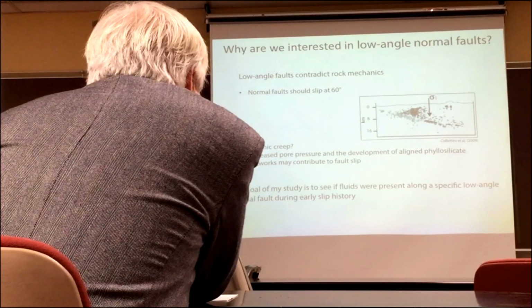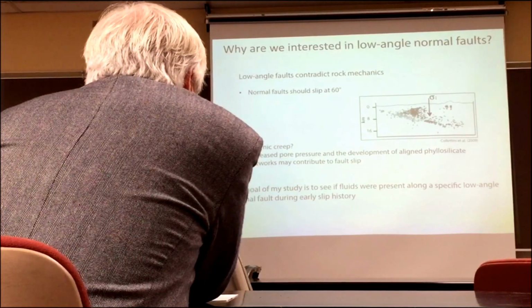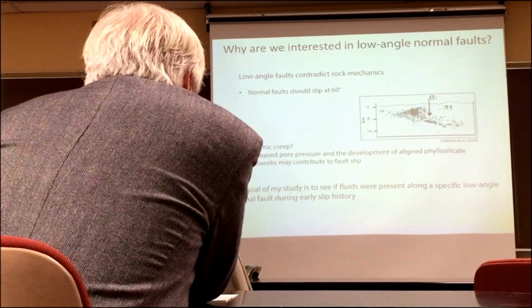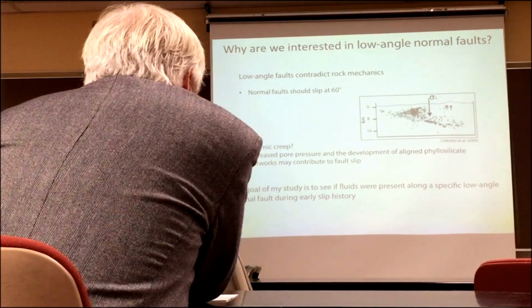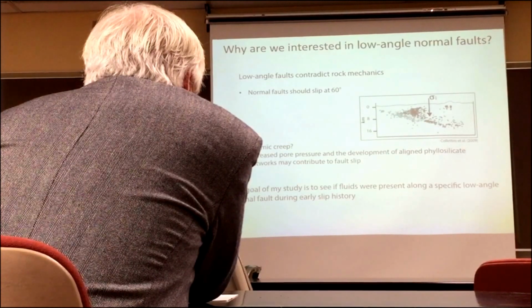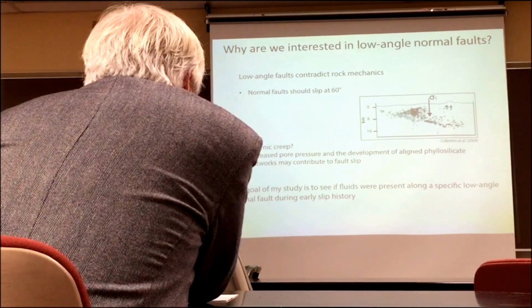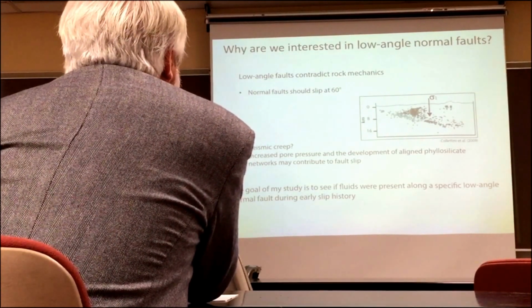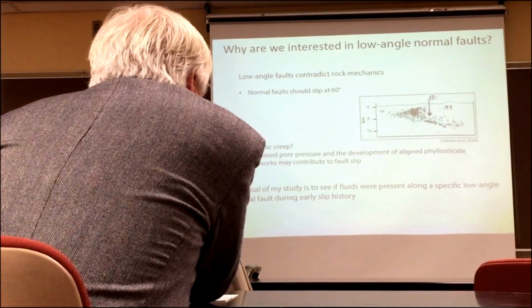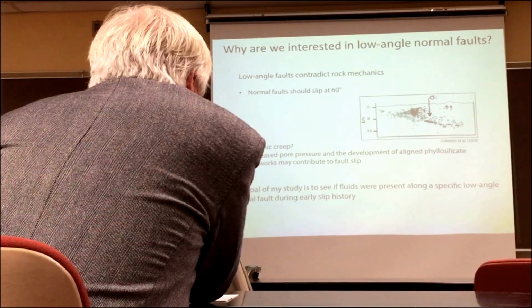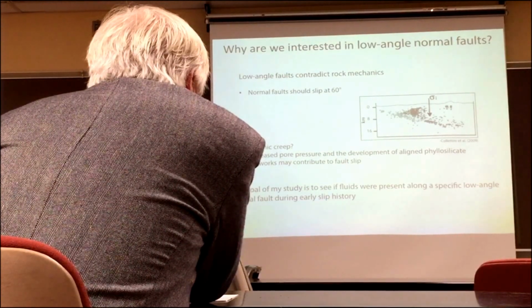So why are we interested in low-angle normal faults? Low-angle normal faults contradict Andersonian fault mechanics, where a fault would or should slip at 60 degrees. So other things are invoked, like rotation of stress angles, and modern seismic studies have shown that these faults lack large magnitude earthquakes. So possibly they creep along. This invokes ideas of increased pore pressures, fluid overpressures at the mid-crustal depths, and the development of aligned biosilicates that could help to contribute to that fault slip. So the goal of my study would be to see if fluids were present along a low-angle normal fault in its early slip history.